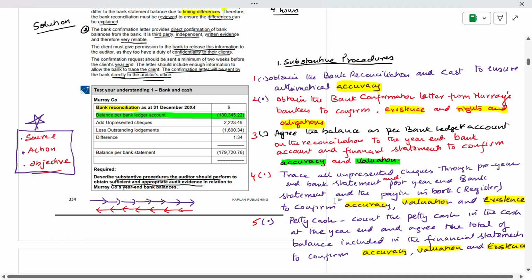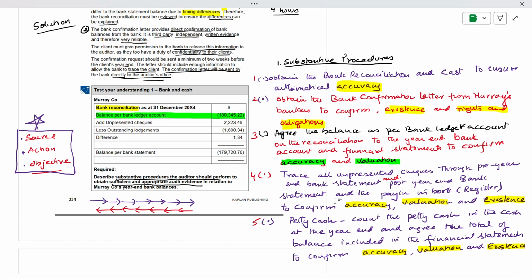Doctor, I have another question. Tell me. Is it possible that in the question they ask about a specific assertion, for example, completeness only? No. In multiple choice, they may ask, but in section B, they do not ask. Sometimes, we will see. If they ask specifically about completeness, or specifically about accuracy, then we can work on that.